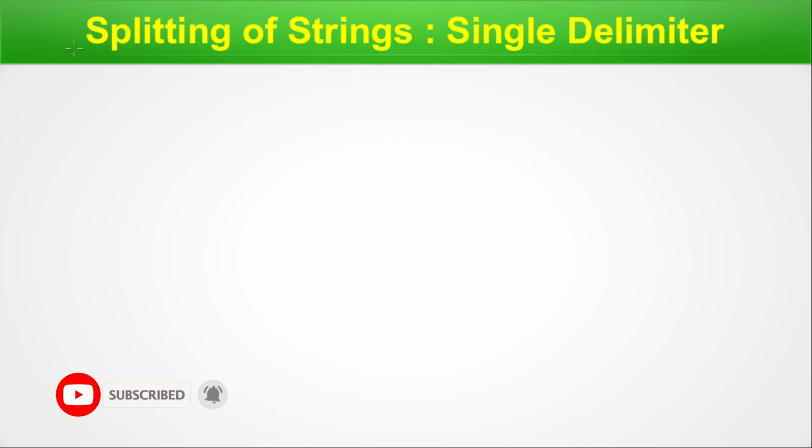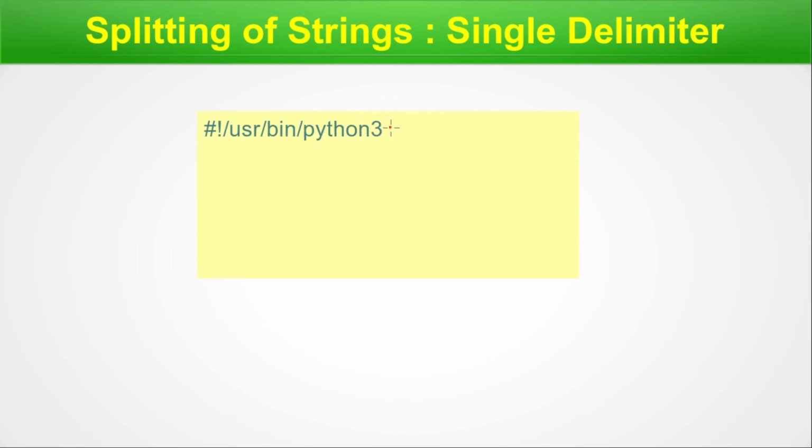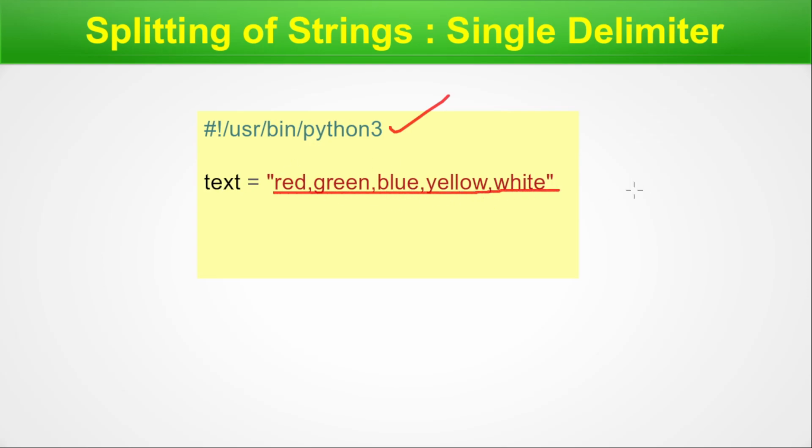Here in this particular slide, we will describe the splitting of the strings using a single delimiter. Earlier we have done the splitting, but there was no delimiter, and by default the white space was taken as the delimiter. Now here we will do the single delimiter splitting. Shebang, user bin python3. text equals red, green, blue, yellow, white. So we have comma separated values of different colors inside one particular string, and here we are naming the string as text. So we are not naming it as string like earlier.